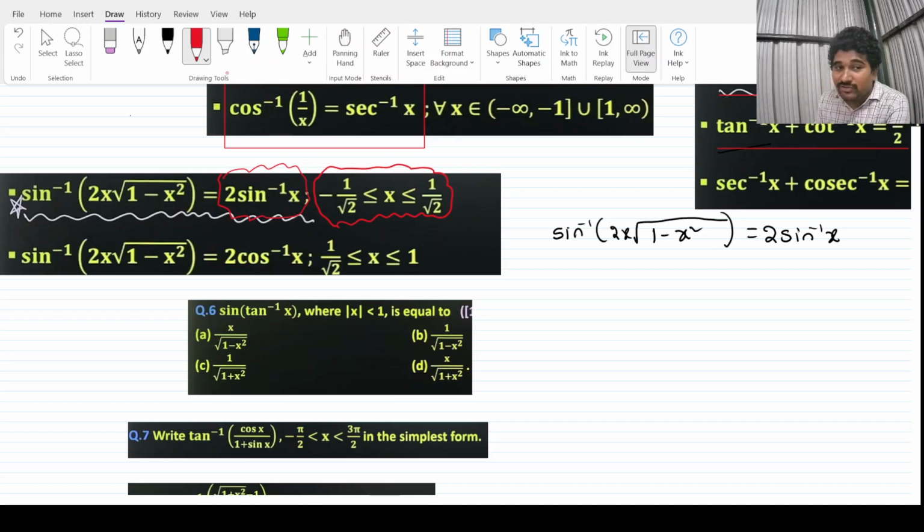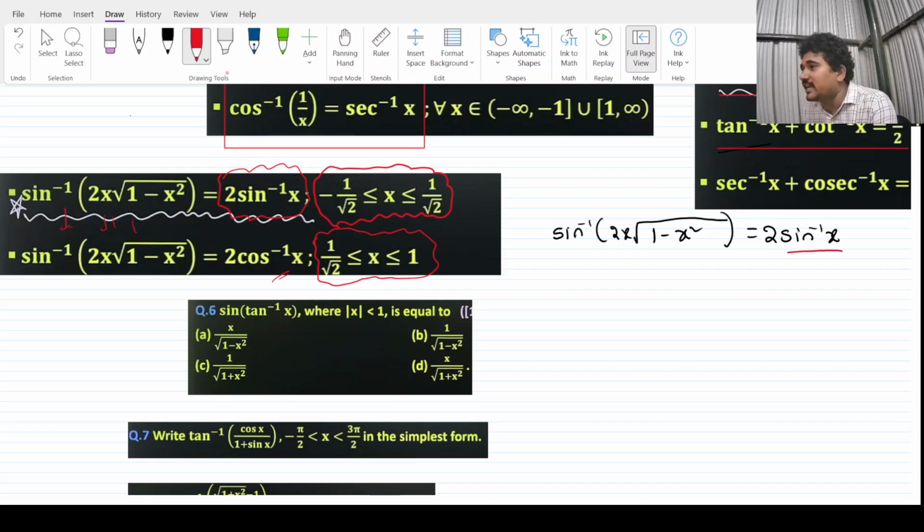If they give the range of x as minus 1 by root 2 to 1, then sorry, 1 by root 2 to 1, then you should get a different answer, because the same output is different for different x values. Keep that in mind. Understand? So let's start solving and proving.